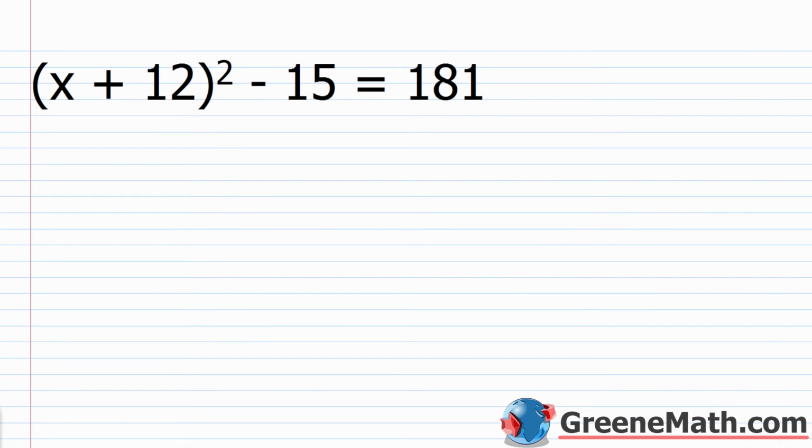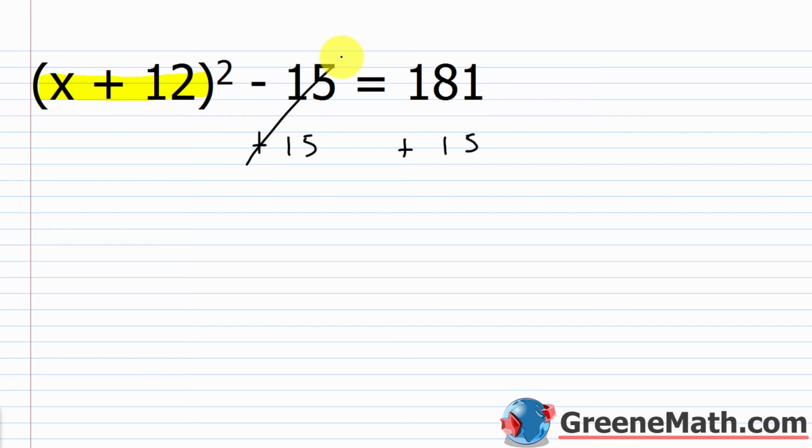All right, let's take a look at something that's a little bit more challenging. So we have the quantity x plus 12 squared minus 15 equals 181. So can we use our square root property here? Yes, we can. If this is squared, that's a perfect square. If I took the square root of it, I'd get x plus 12. So all I need to do for this type of problem is add 15 to each side of the equation so that this is isolated.